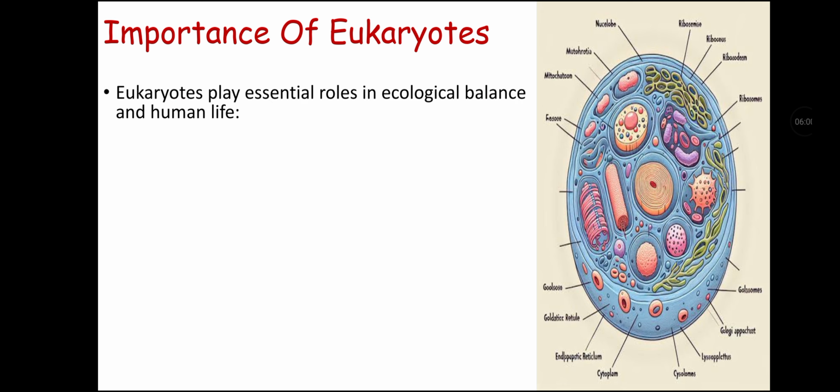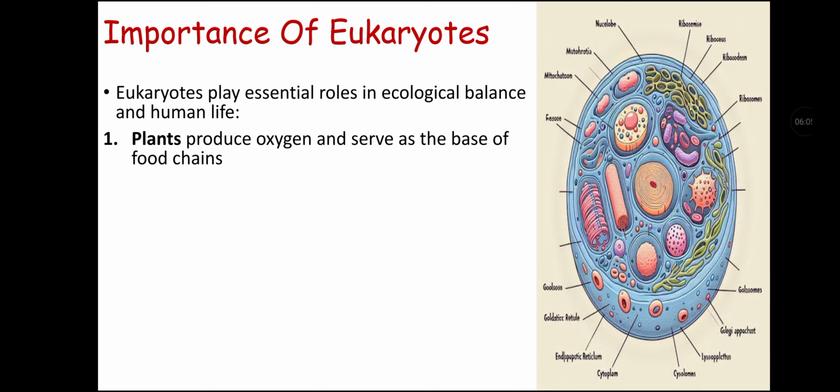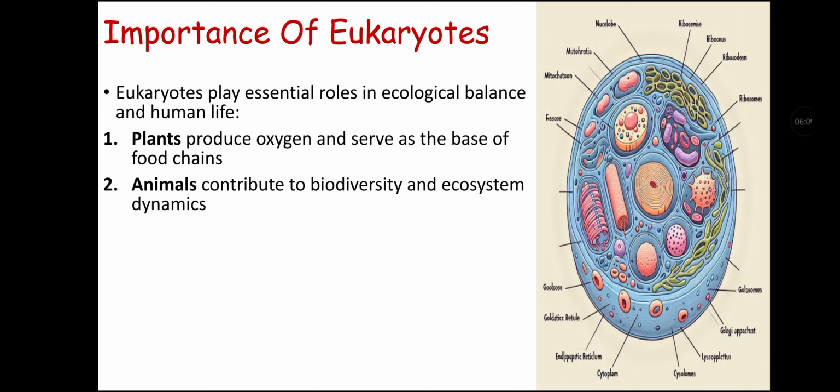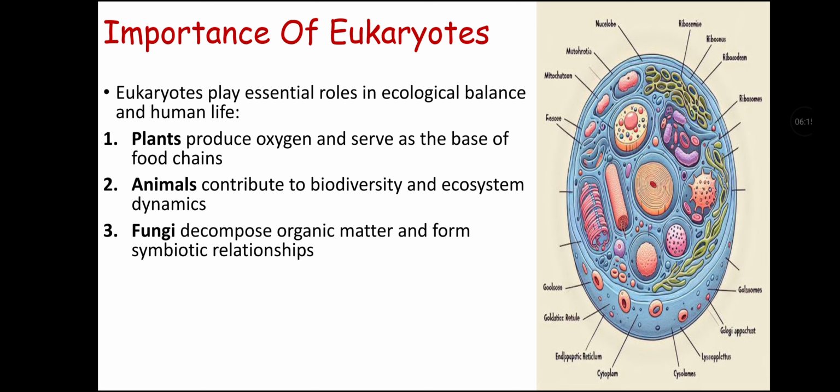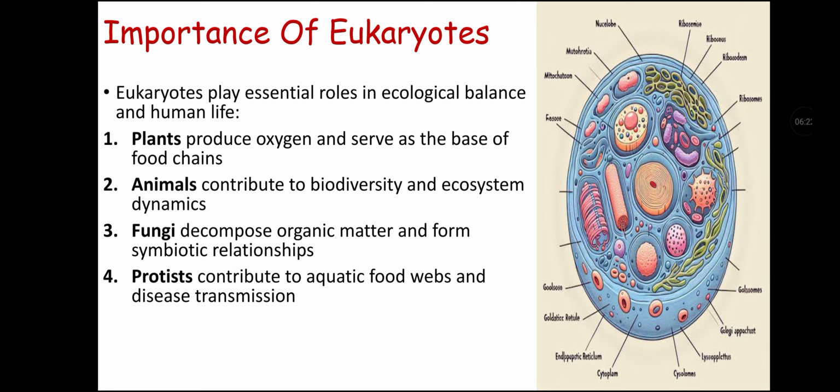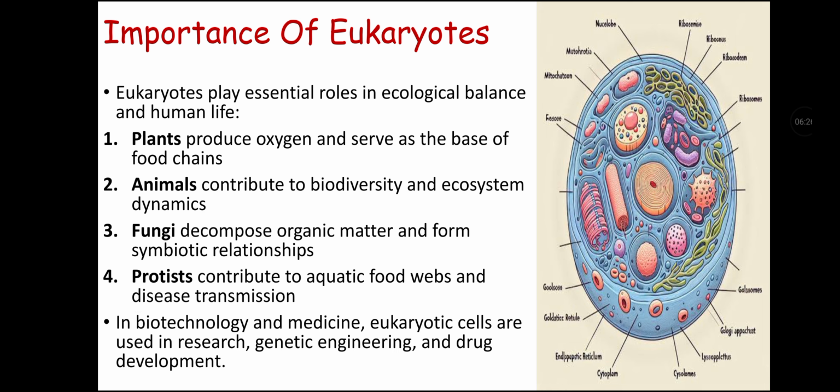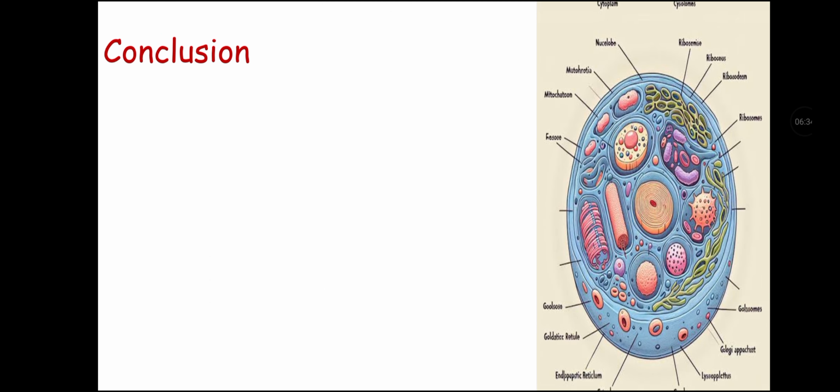Importance of eukaryotes. Eukaryotes play an essential role in ecological balance and human life. Kingdom Plantae produces oxygen and serves as a base of the food chain. Animals contribute to biodiversity and ecosystem dynamics. Fungi decompose organic matter and form symbiotic relationships. Protists contribute to aquatic food webs and disease transmission. In biotechnology and medicine, eukaryotic cells are used in research, genetic engineering, and drug development.